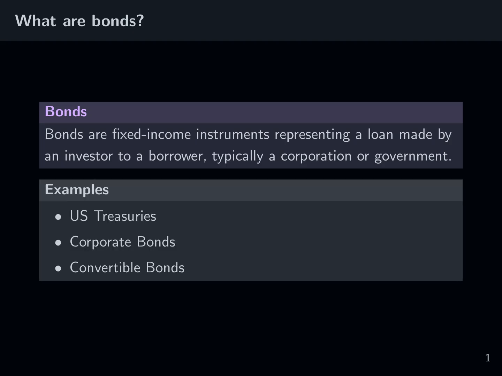There are several types of bonds that investors may encounter. U.S. Treasuries are government-issued and considered low risk. Corporate bonds are issued by companies and carry higher risk but potentially higher returns, while convertible bonds can be converted into a predetermined number of the issuing company's shares.